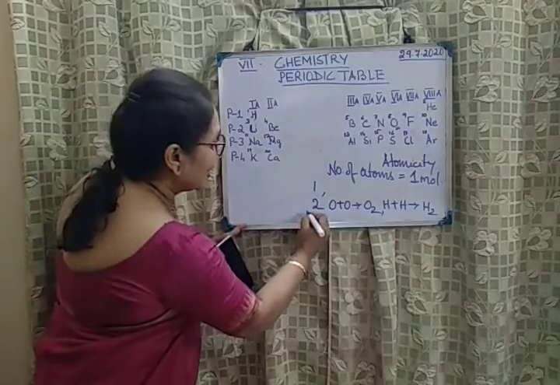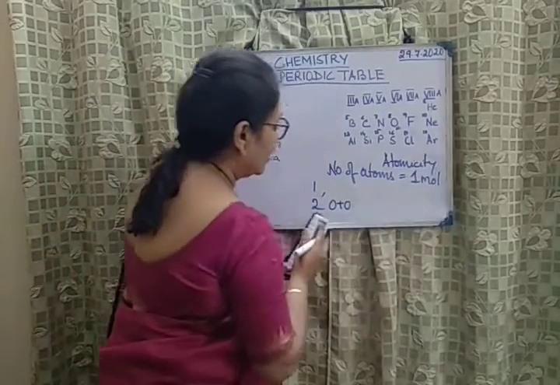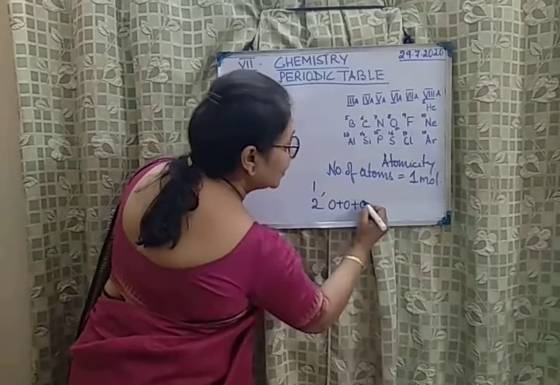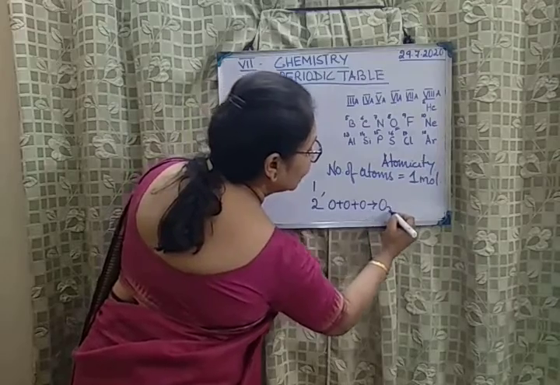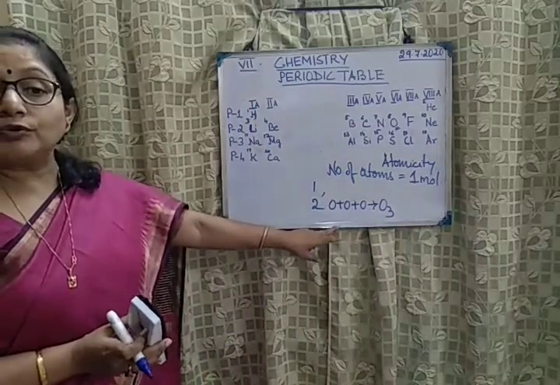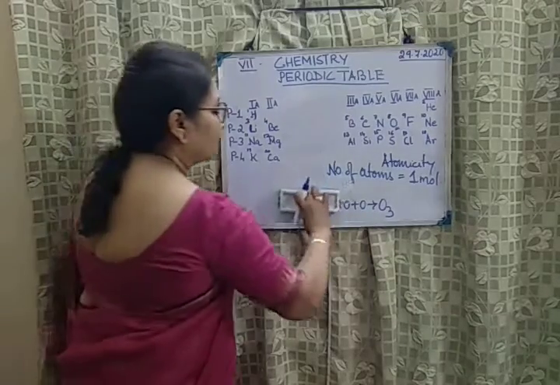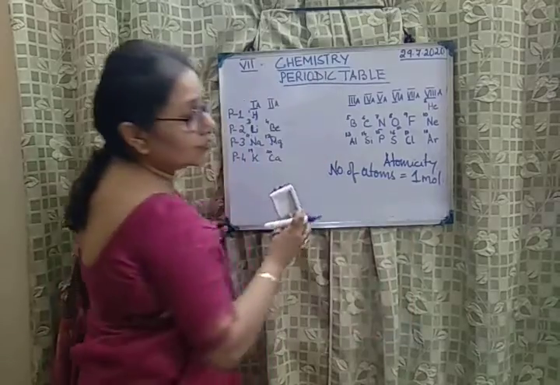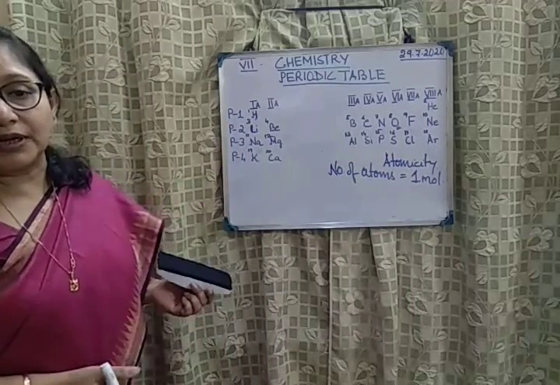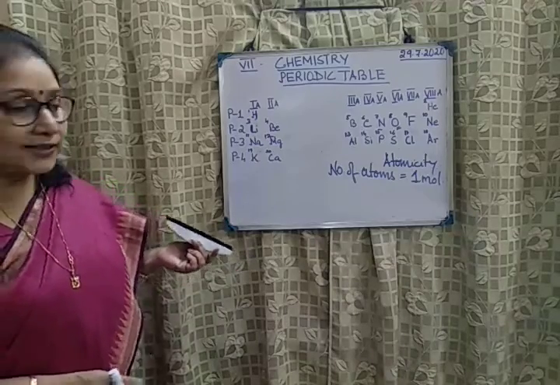If we take the gas ozone, you will find it requires 3 atoms of oxygen to form this gas with a formula of O3. That means atomicity of ozone is 3. When atomicity is more than 3, we call them polyatomic elements, like phosphorus has 4, sulfur has 8, etc.